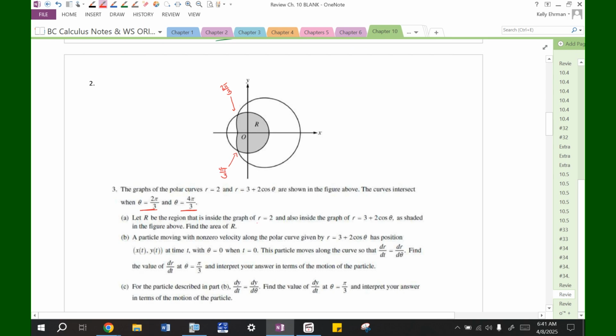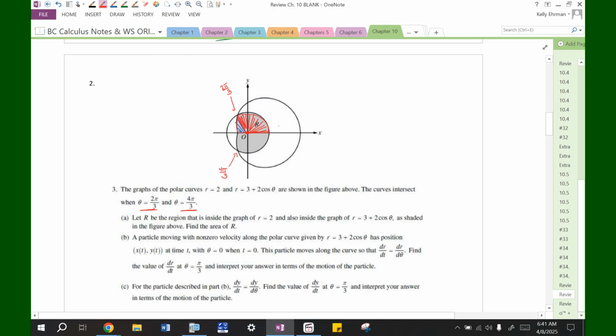Let R be the region that is inside the graph of r equals 2 and also inside this 3 plus 2 cosine theta. Find the area. So we have this symmetric area right here. If I could find this area, I'd be in pretty good shape. I think what I need to do is start at the center. We're definitely on the circle first, right? We're on the circle. The only time we skip over to the 3 plus 2 cosine theta equation is after this point of intersection, and then it switches to this. And so if I double that area, I should be good.